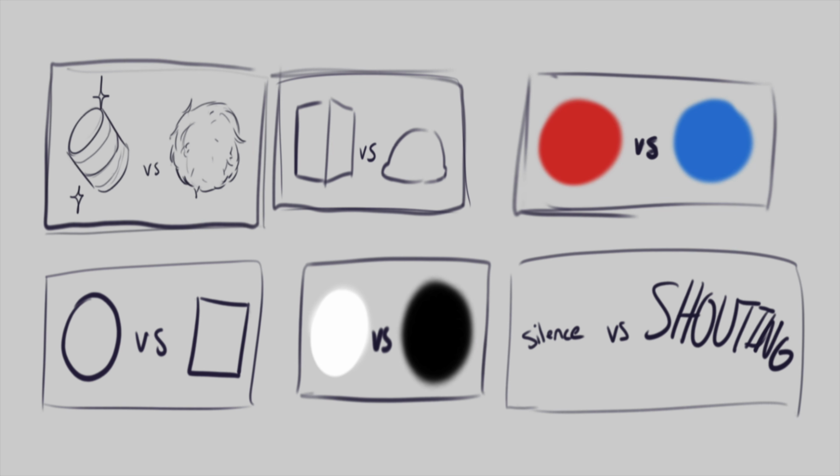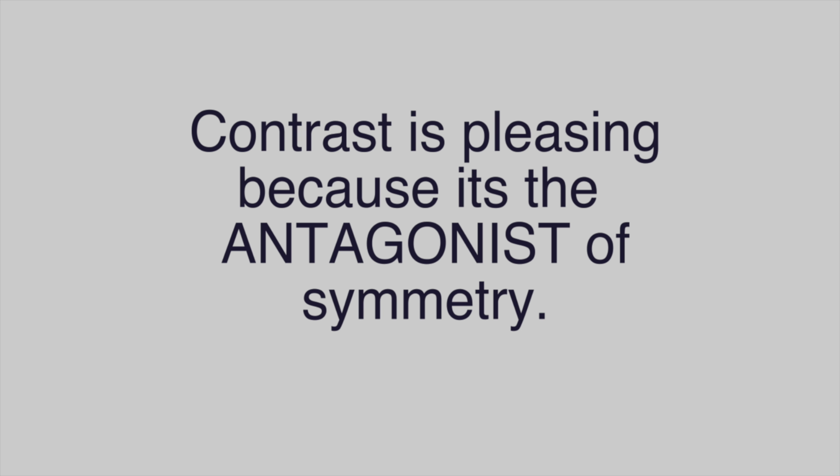So why is contrast pleasing? Well, it's pleasing because it's the antagonist of symmetry, of evenness. Symmetry is repetitive. Your brain is very quick to pick up patterns, so once it's locked onto one, it'll pick up a difference or break in that pattern more strongly. The stronger the break, the bigger the attention.